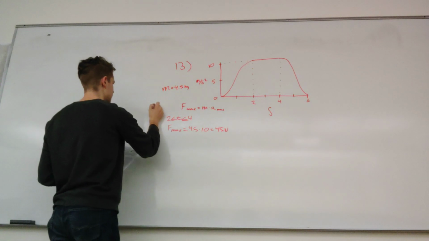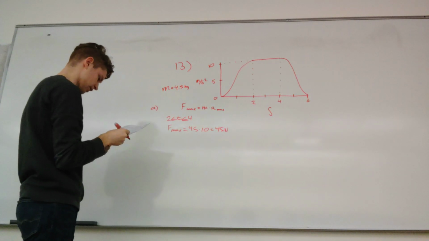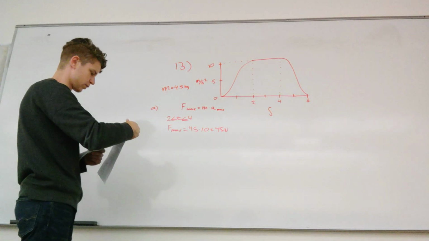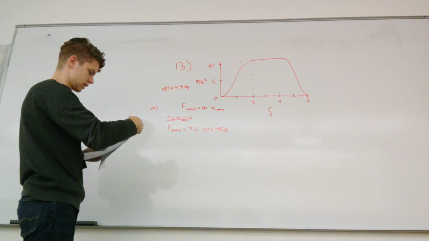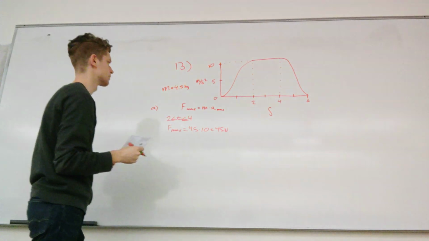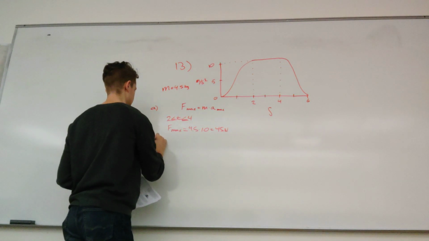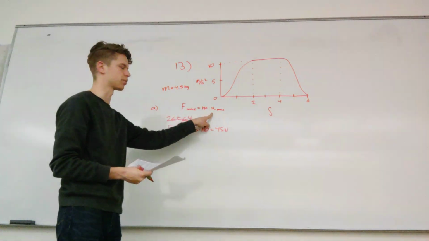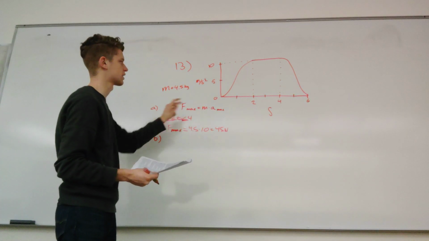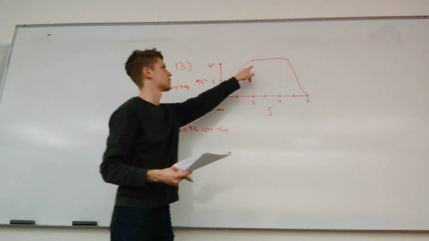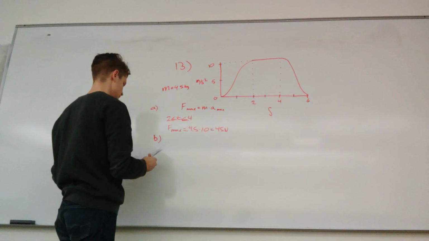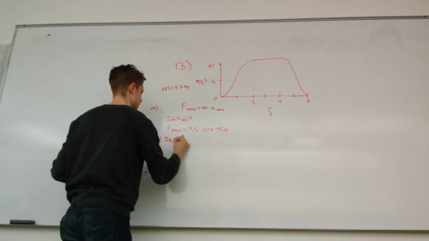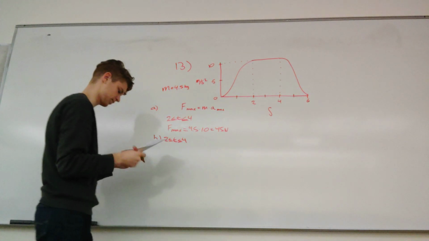So that's part A. And then for the second part, it wants you to find during what times the net force on the cart is constant. So again, with this one, the net force is going to be constant when mass and acceleration are both constant. So mass is constant the entire time, and then acceleration, again, is only constant on this time interval. So it's going to be from 2 less than or equal to t less than or equal to 4 seconds.